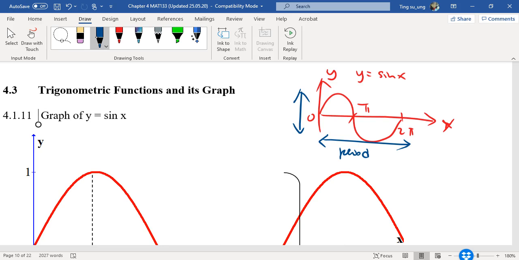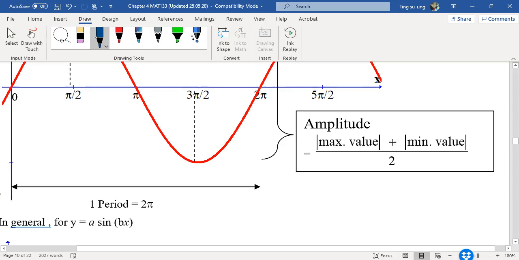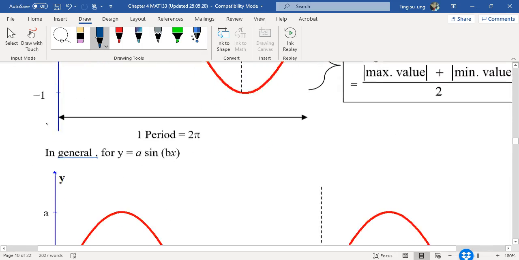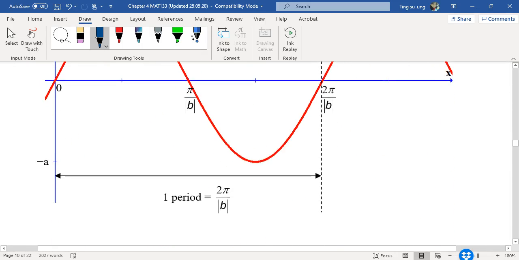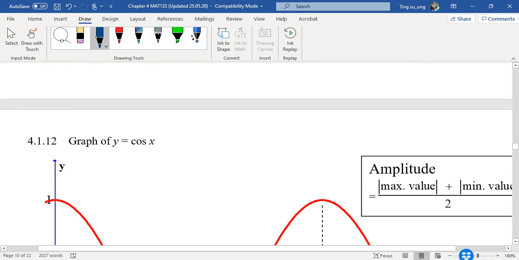Okay, so let us proceed. So amplitude is the maximum value plus minimum value divided by 2. Okay, so period is 2 pi as I mentioned. Okay, so this is the thing. So you need to remember how to get these things.